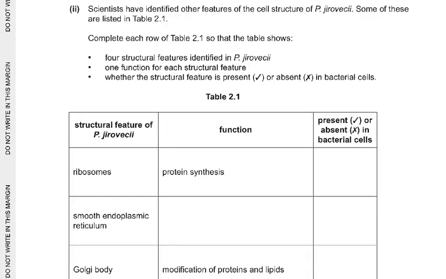Number two, scientists have identified other features of the cell structure of P. jirovecii. Some of these are listed in table 2.1. Complete each row of table 2.1 so the table shows 4 structural features identified in P. jirovecii, one function for each structural feature, and whether the structural feature is present or absent in bacterial cells. So ribosomes, protein synthesis, yes, they are present in bacterial cells. Then smooth endoplasmic reticulum is for lipid synthesis.